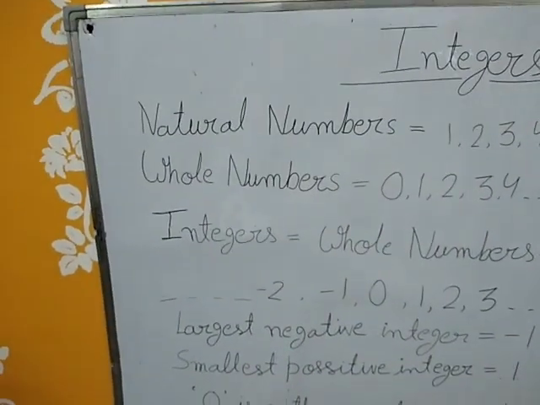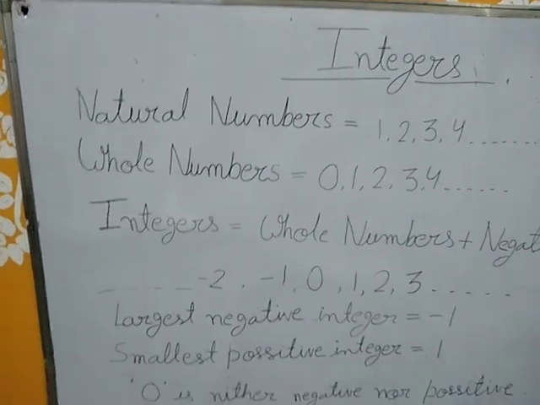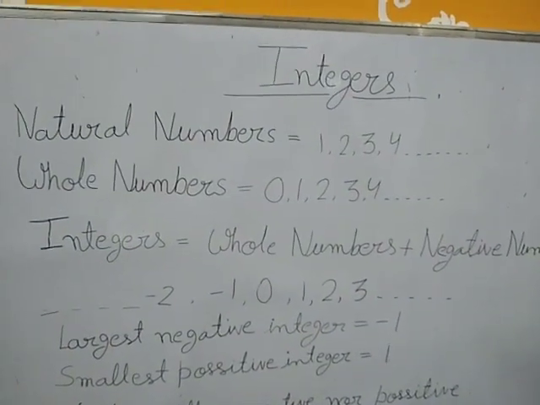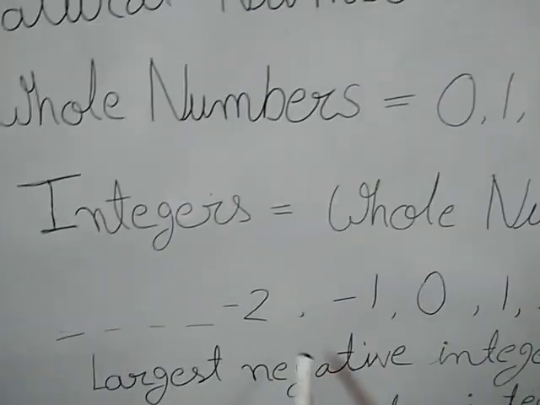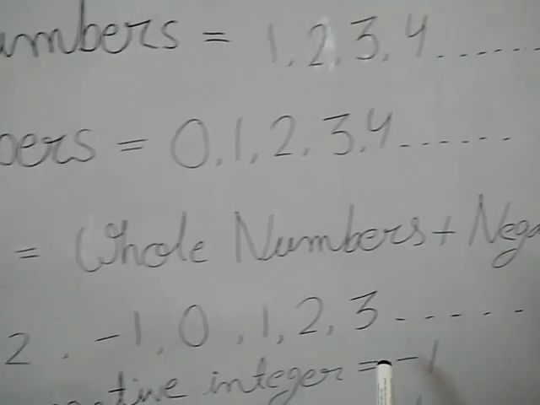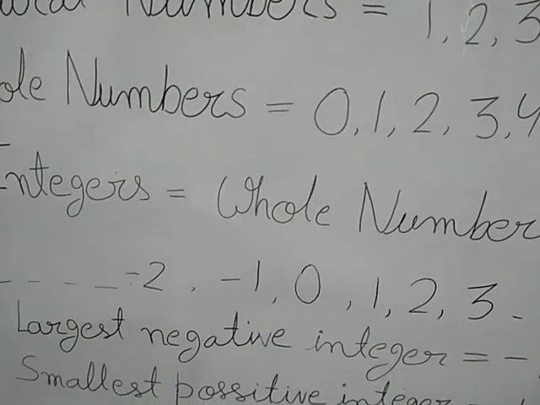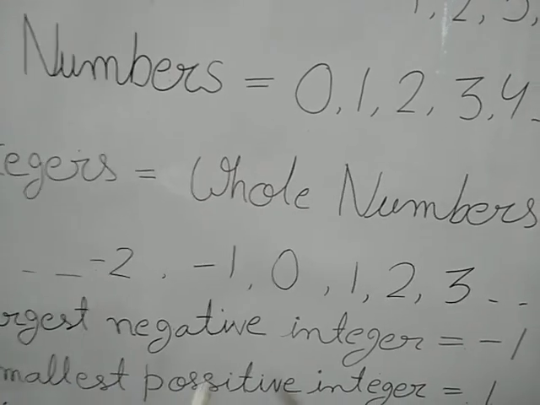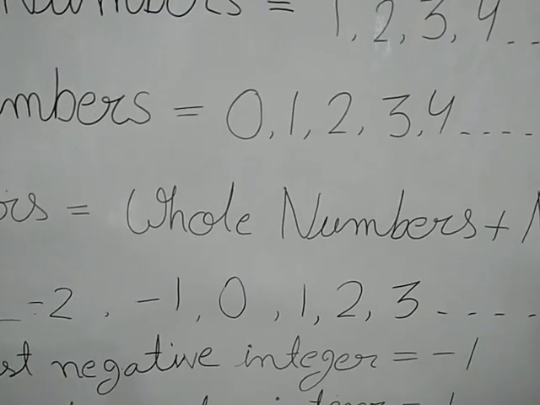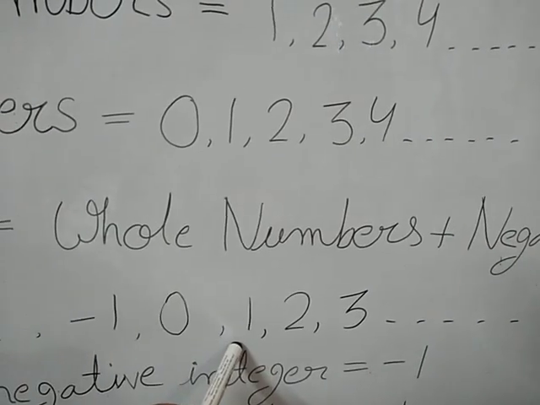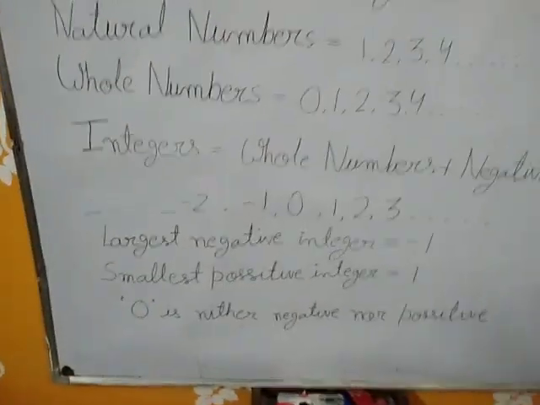Okay, now what is an integer? An integer is a set of all negative numbers and positive numbers, including 0. So you can see -2, -1, 0, 1, 2, 3, all are integers. Okay, so what is the largest negative integer? It is -1. And what is the smallest positive integer? It is 1. 0 is neither negative nor positive.